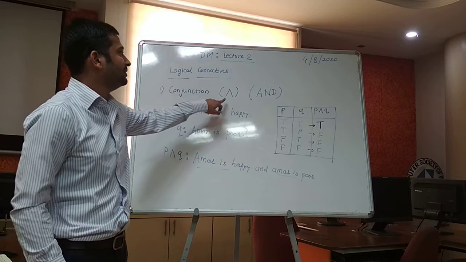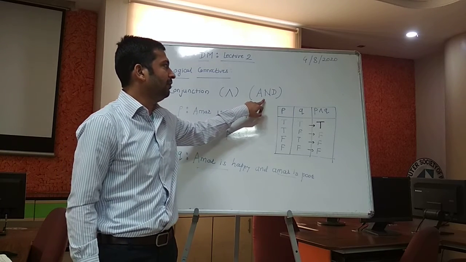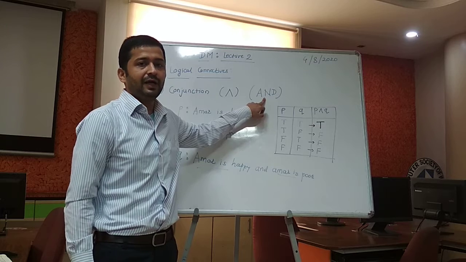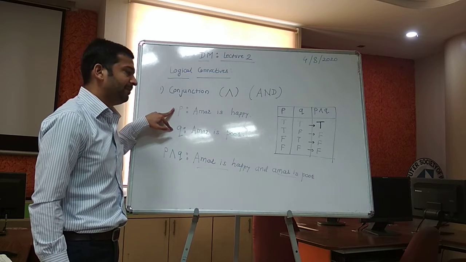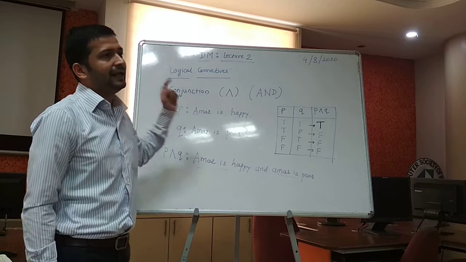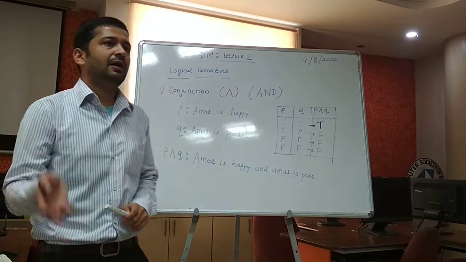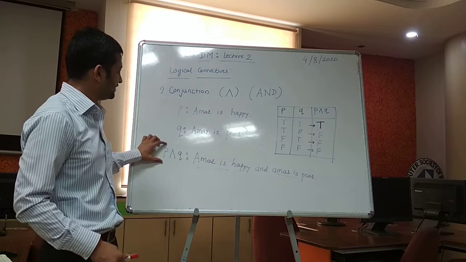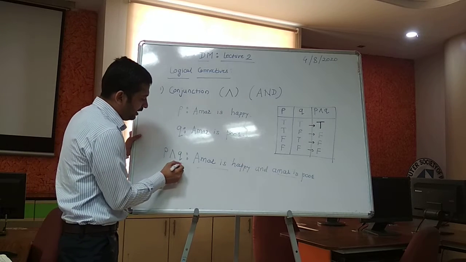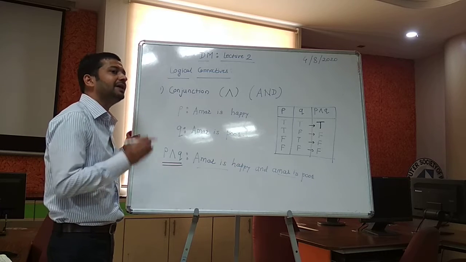We represent it by using this symbol, and for the English statement we will use and to connect two English statements like Amar is poor and Amar is happy. So we have taken those two statements. You can also consider another statement to form this compound statement. This is the symbolic representation of the P and Q compound statement for conjunction.